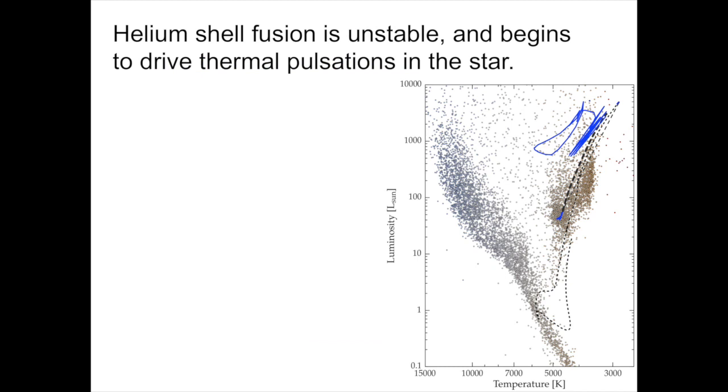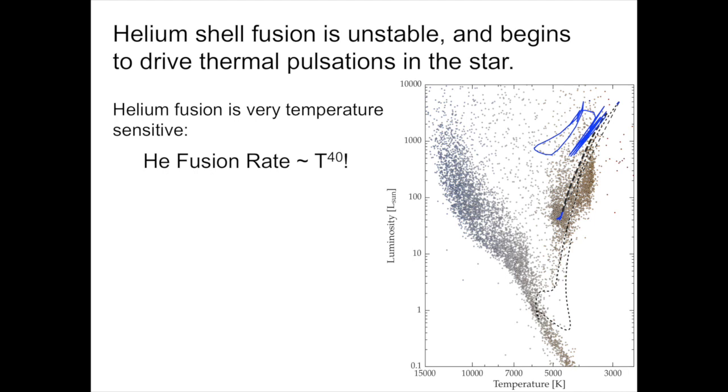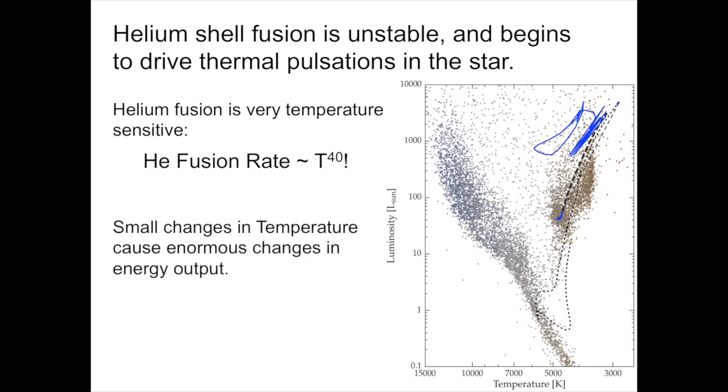The helium shell fusion, however, is unstable and begins to drive rapid and in fact quite violent thermal pulsations into the envelope of the star. The reason for this is because helium fusion is extremely temperature sensitive. The helium fusion rate scales like the temperature to the 40th power. A 1% change in temperature causes a factor of 40 increase in the rate of nuclear fusion, or 40% greater. This small change in temperature causes an enormous change in the energy output, and so the helium fusion goes unstable.